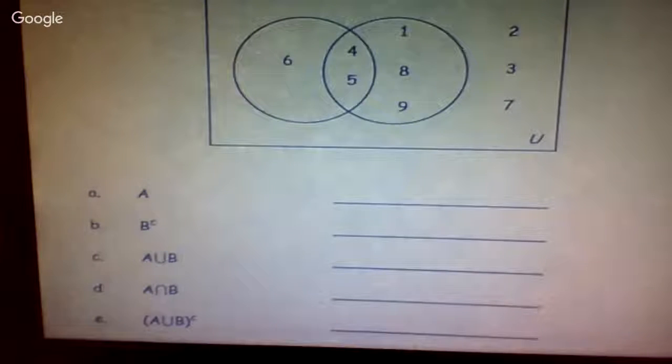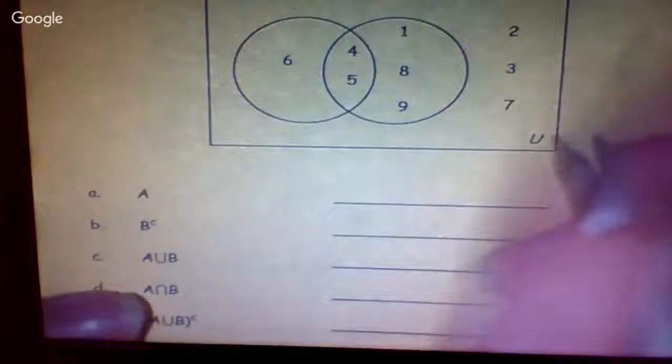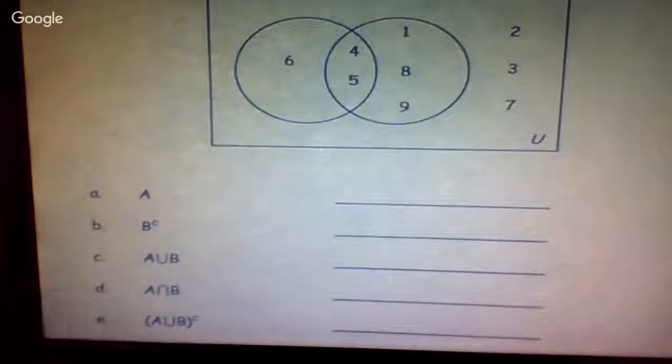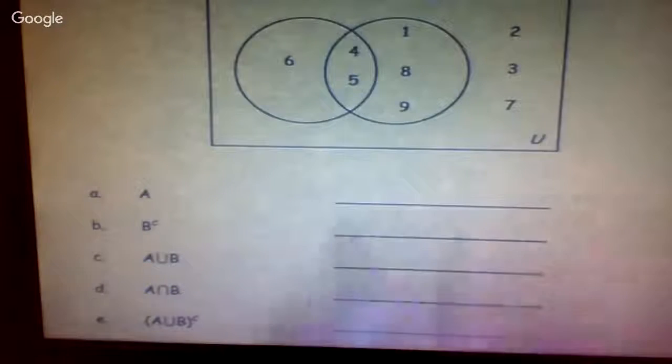Go ahead, man. Use the Venn diagram. So this time it gave you the Venn diagram with all of the numbers filled in. We don't have to do it. Okay, A. What are the numbers? What's the probability of set A? Wait. It wants us to list the elements in each set. It doesn't want the probability. So, what belongs in set A? 6, 4, and 5.